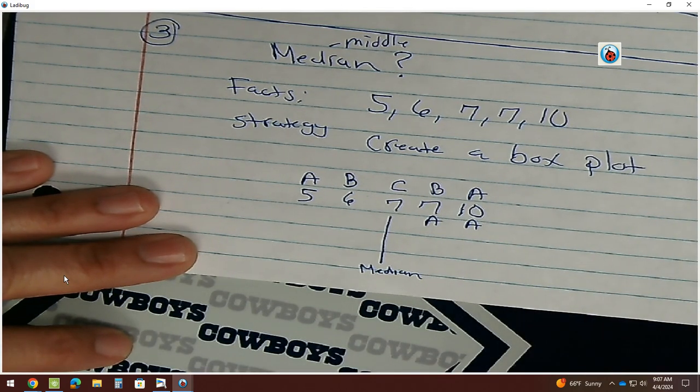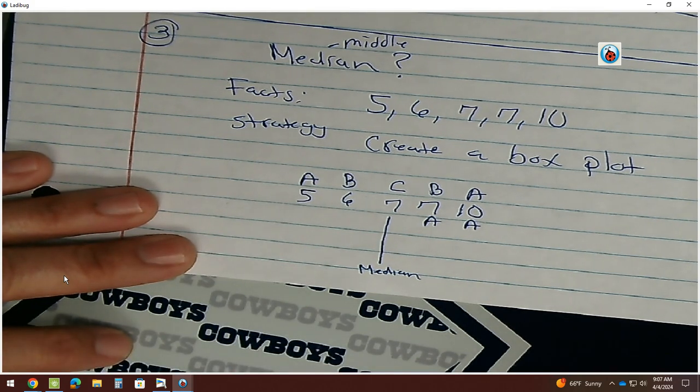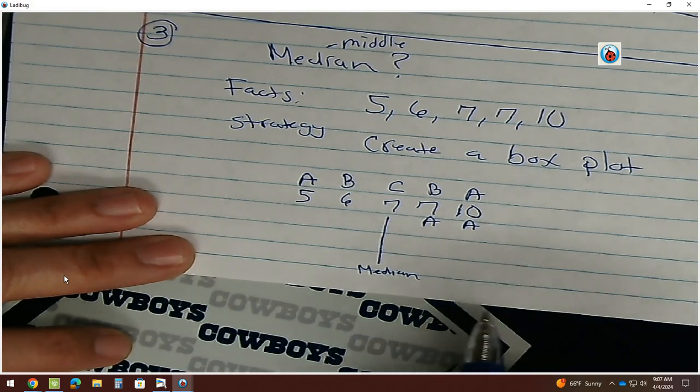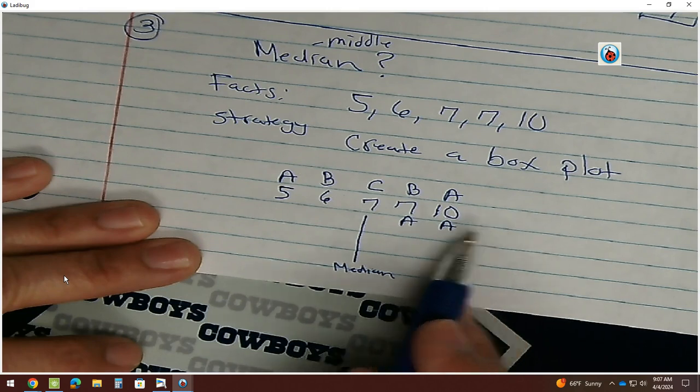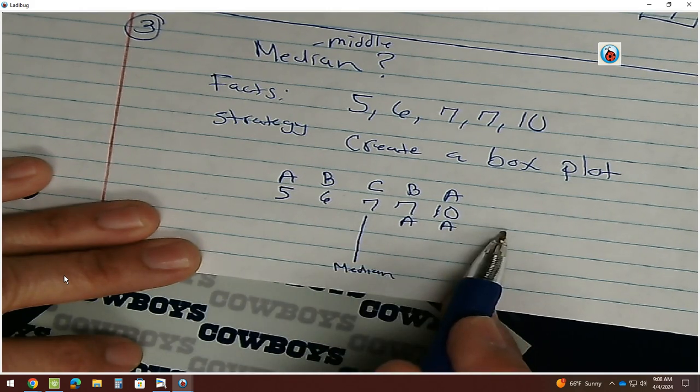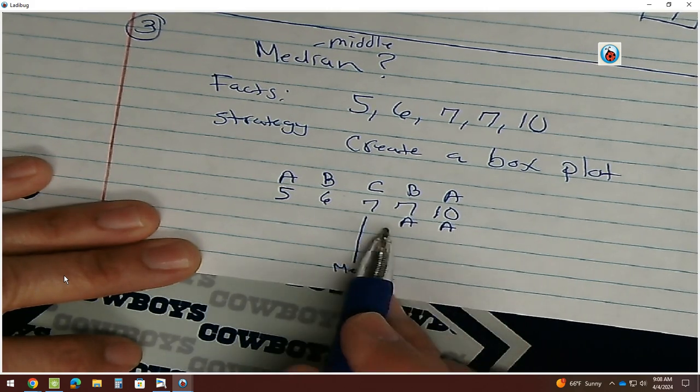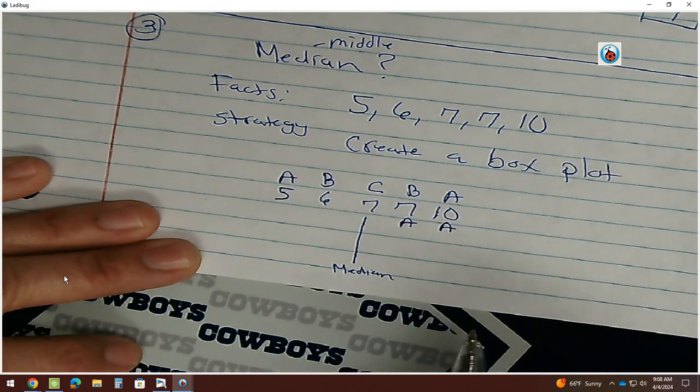No. But you'll see why I do this. I do this for 2 things. So right now, I could teach it, like we already found the answer. The answer of the median is what? 7. I'm done reading. But I need to teach you how to create a box plot for other things. Okay. This is called the upper part of the box plot. Okay, it's the upper quartile.